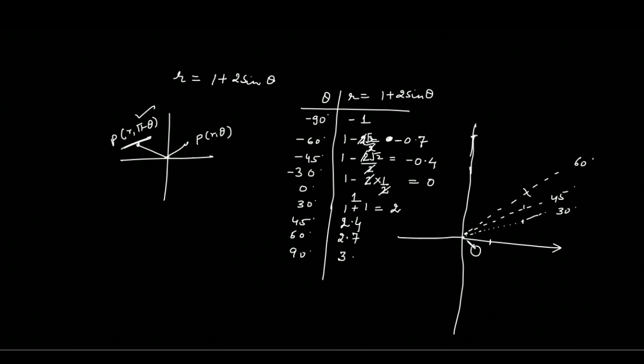And at minus 30 it is 0, then at minus 45 it is minus 0.4, then at minus 60 it is minus 0.7, and at minus 90 it is minus 0.1.